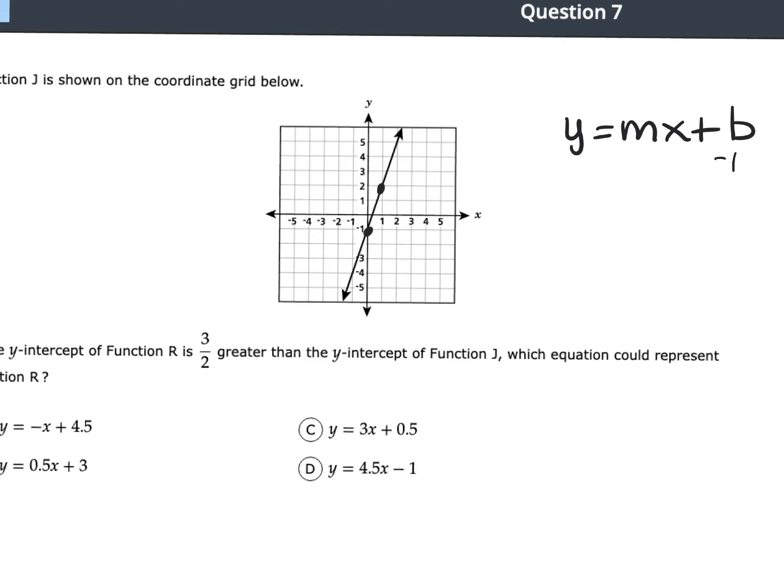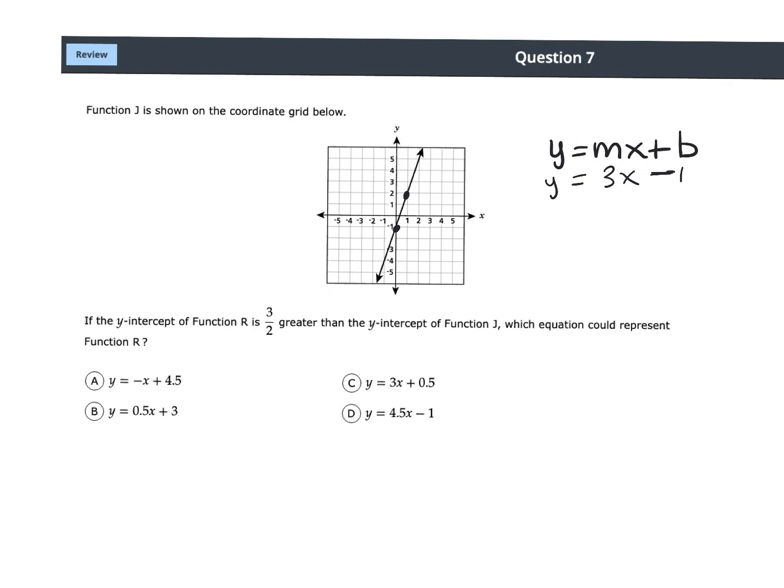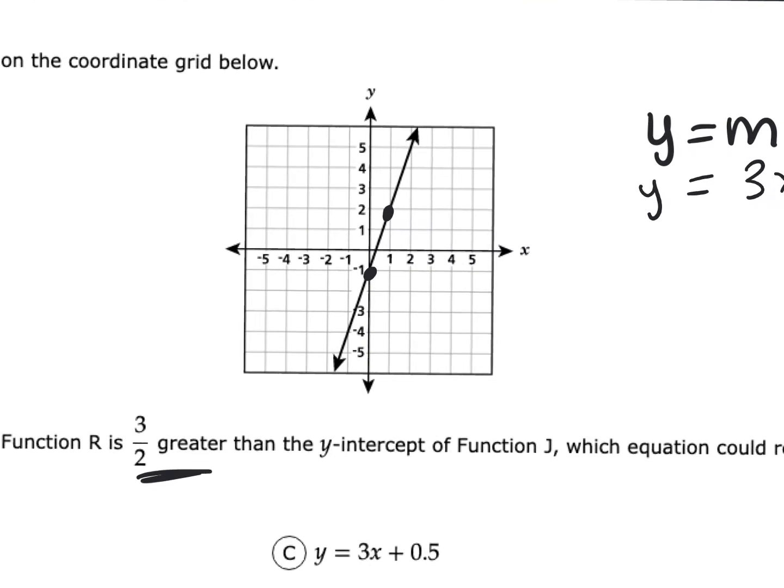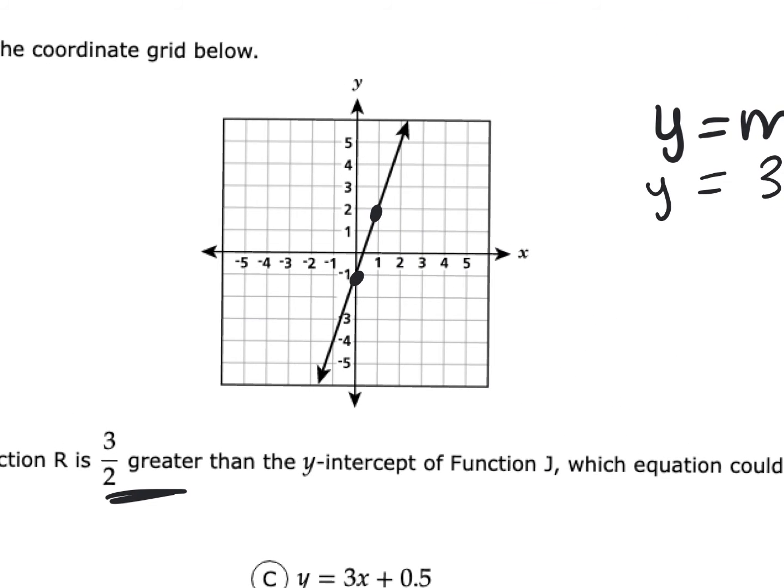I can tell that my rise is 1, 2, 3, and over 1. So I have 3x plus -1, or 3x minus 1. Y equals 3x minus 1. Now it says that this other function's y-intercept is 3/2 greater than the y-intercept of the other function. So let's just get up here and zoom into that y-intercept.